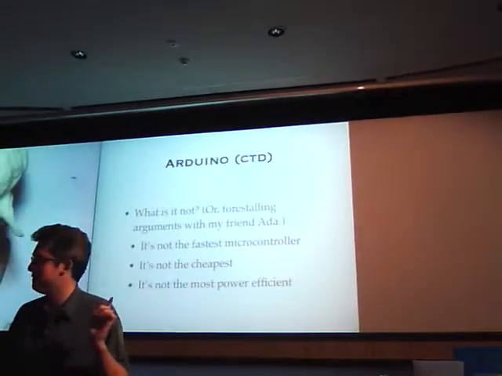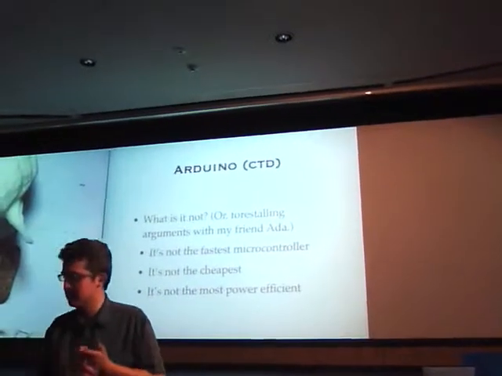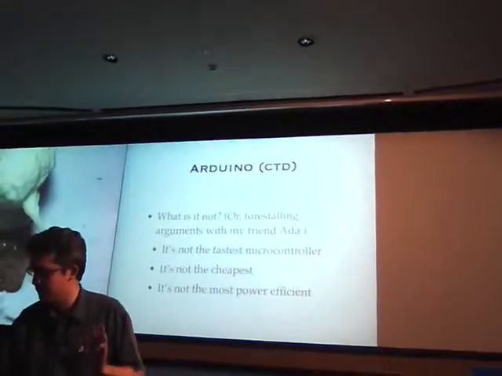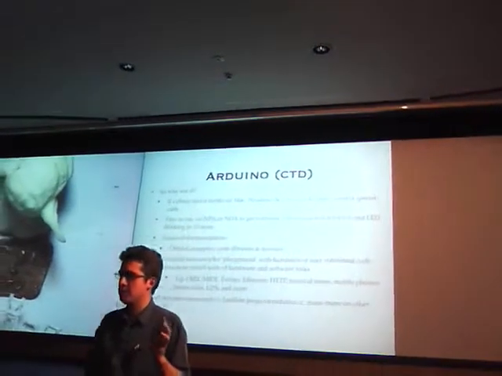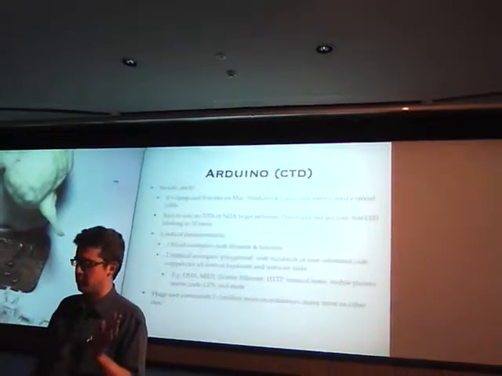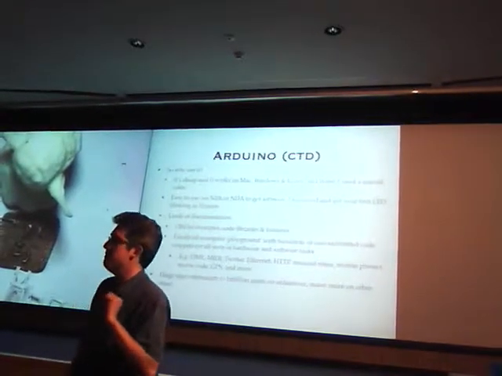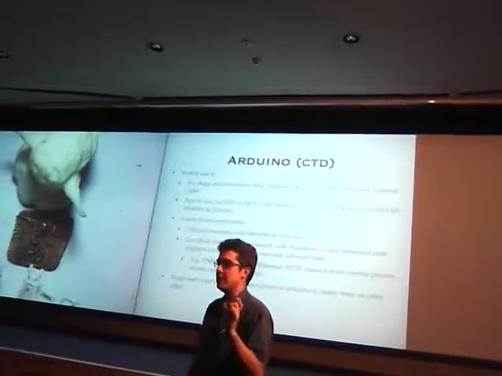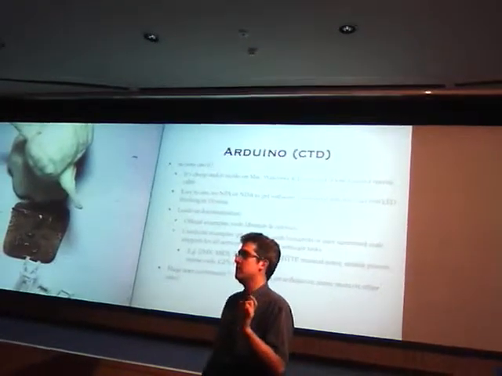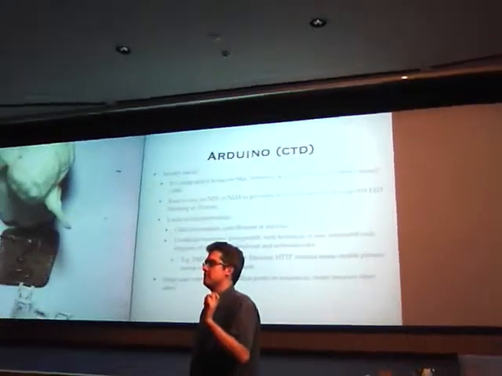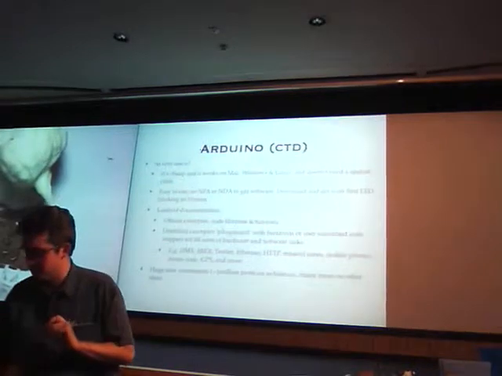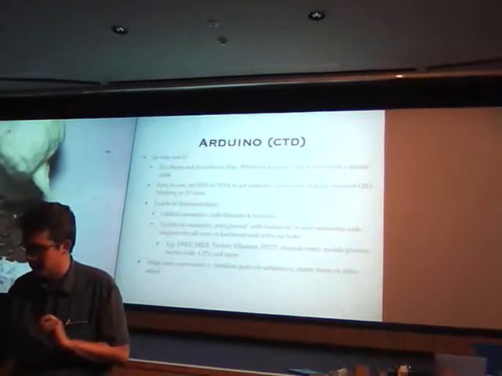What it's not, well, forestalling arguments with my friend Ada, so no one will crucify me if I don't mention this when I mention the Arduino: it's not the fastest, it's not the cheapest, it's not the most power efficient. I'm okay and I can live with it. So why do I use it? It's cheap. It works on Mac, Windows, and Linux, and it doesn't need a special cable. It's easy to use. I'm not kidding when I say that to use other chip development environments, I actually have to sign a non-proliferation agreement saying that I will not use this to make missiles. I really don't care. I just want to download it and get it working. So the Arduino wins because I can get it working in a couple of minutes.